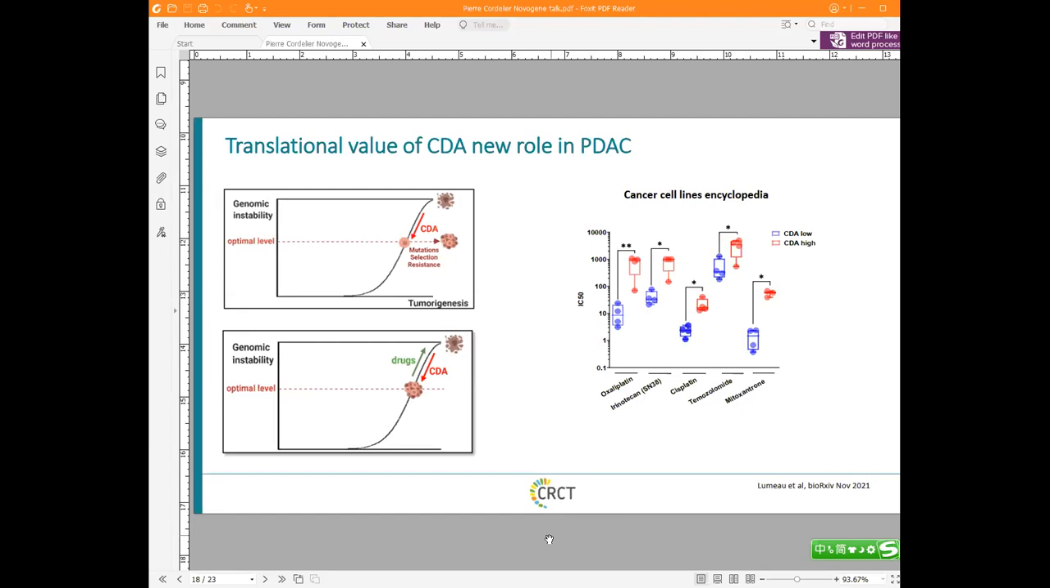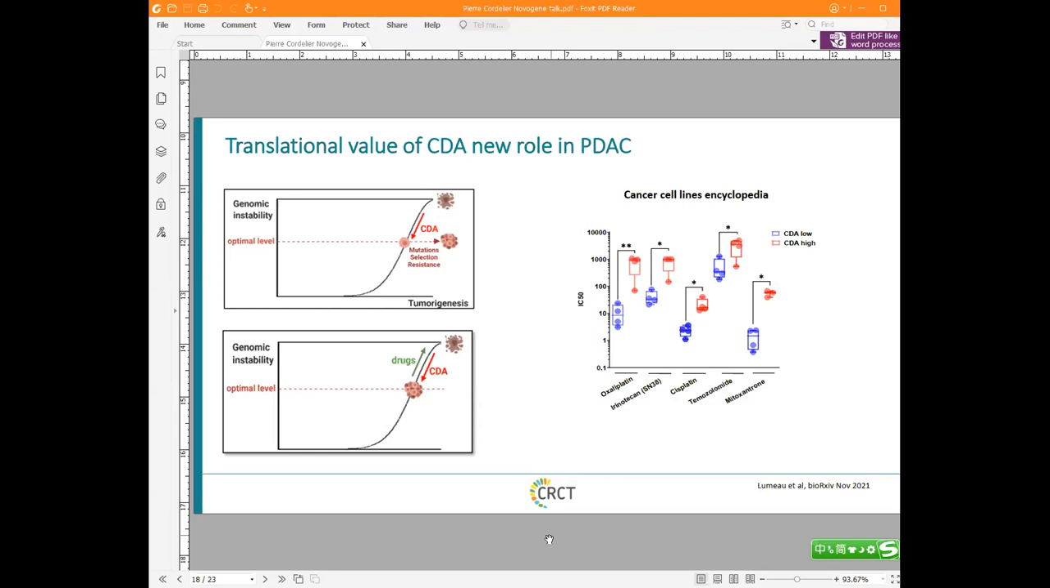Why is this important in pancreatic cancer cells? You know, those tumors can recycle everything. I have friends who have shown that they can even degrade the matrix to get nutrients to feed their own growth. So those cells are amazingly plastic, and probably they recycle all the nucleotides they have inside the cells before trying to make new biomass. So this is why it's very interesting for us to try to target CDA in those tumors.